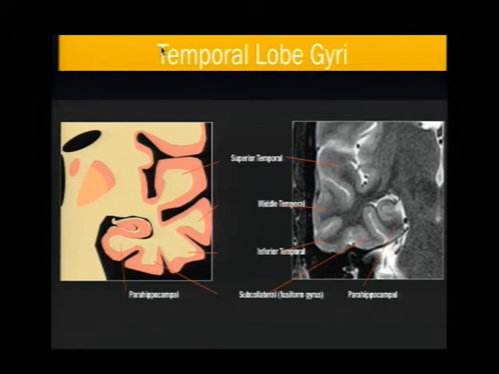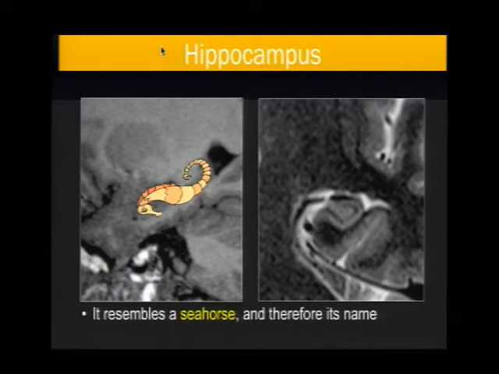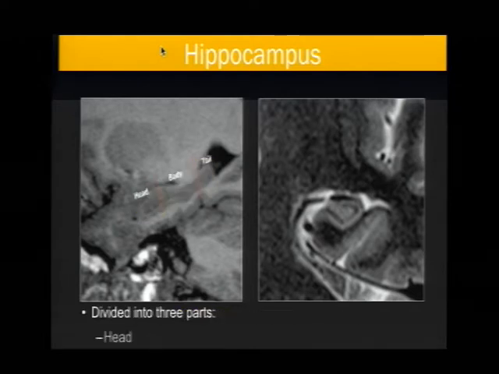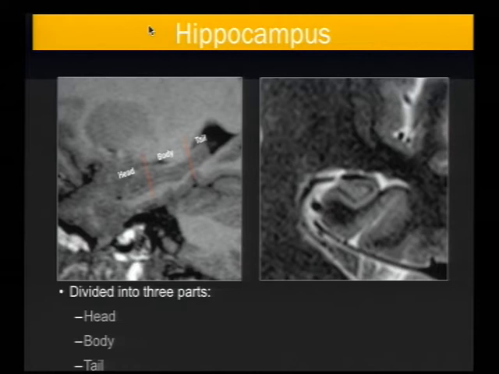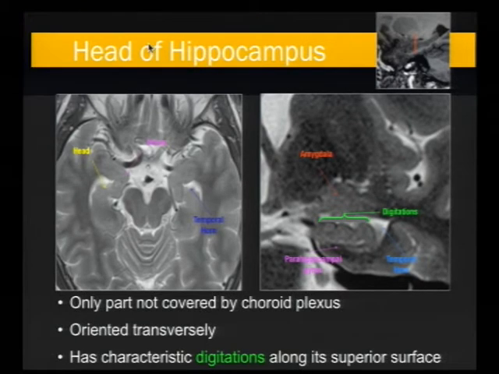The anatomy of the temporal lobe is best seen in coronal images, so we should always try to look at the coronal images first. Then if you look at the hippocampus, it protrudes into the medial region along the floor of the lateral ventricle. It is a C-hook shape, so we call it hippocampus. It has been divided into 3 parts: the head of the hippocampus, followed by the body and the tail. The head is the only part of the hippocampus which is not covered by choroid plexus.